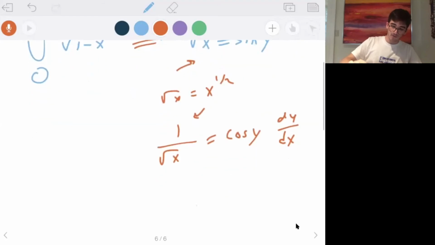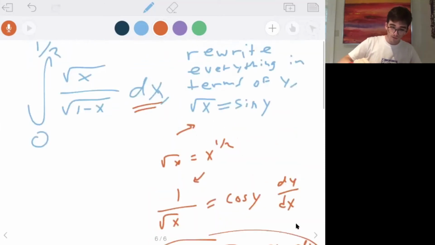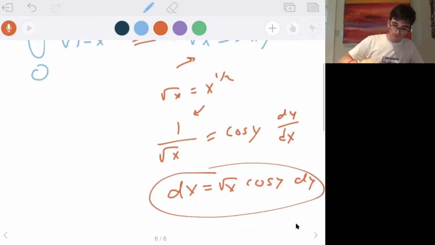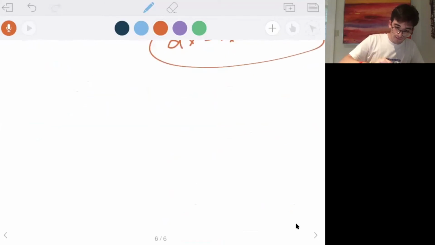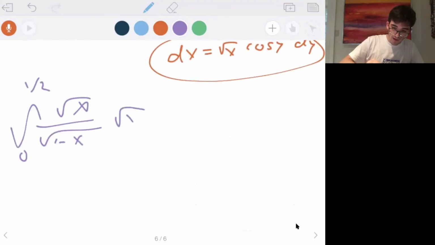Okay, so next thing that we're going to do is actually isolate that dx. So that'll end up being dx equals the square root of x cosine y dy. This right here is the first substitution that we'll make. All right. So just to keep track, I'll just rewrite what we have. It is the integral from 0 to 1/2 of the square root of x over square root of 1 minus x. And instead of dx, it's now the square root of x cosine y dy.